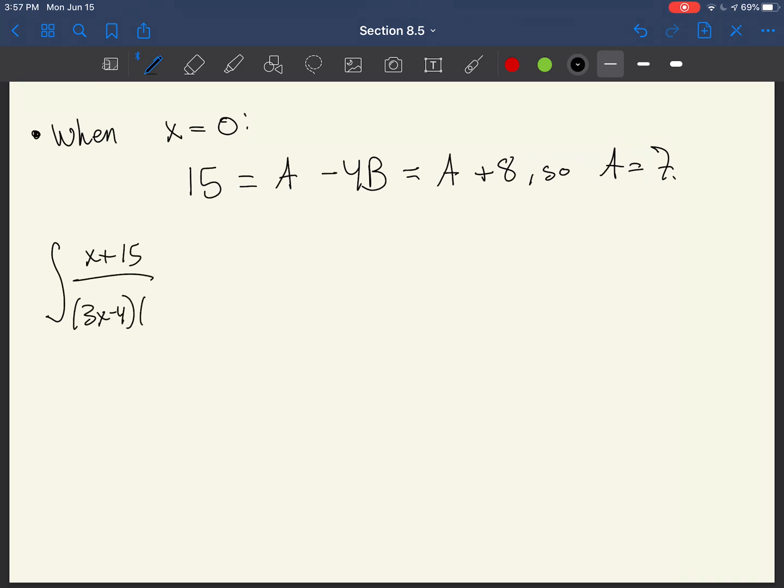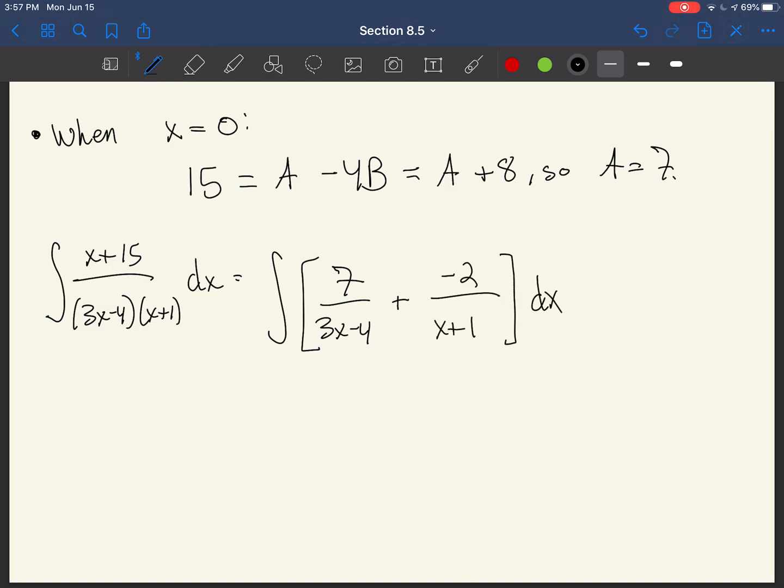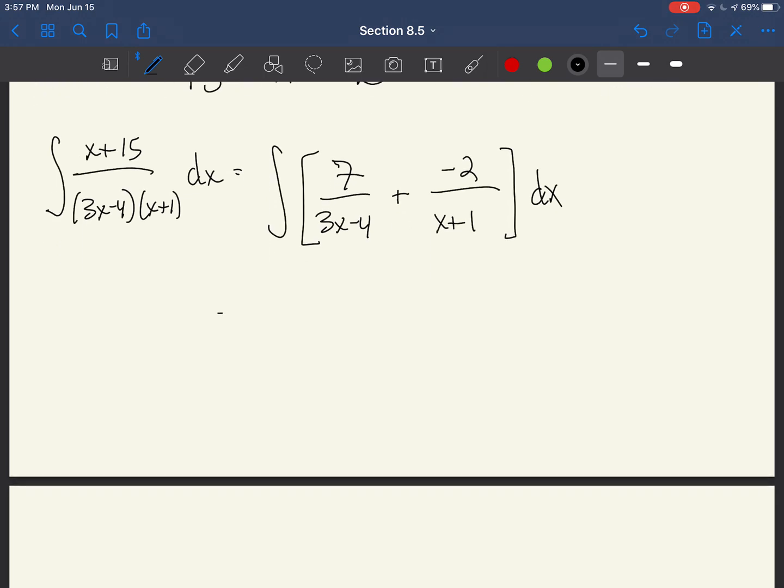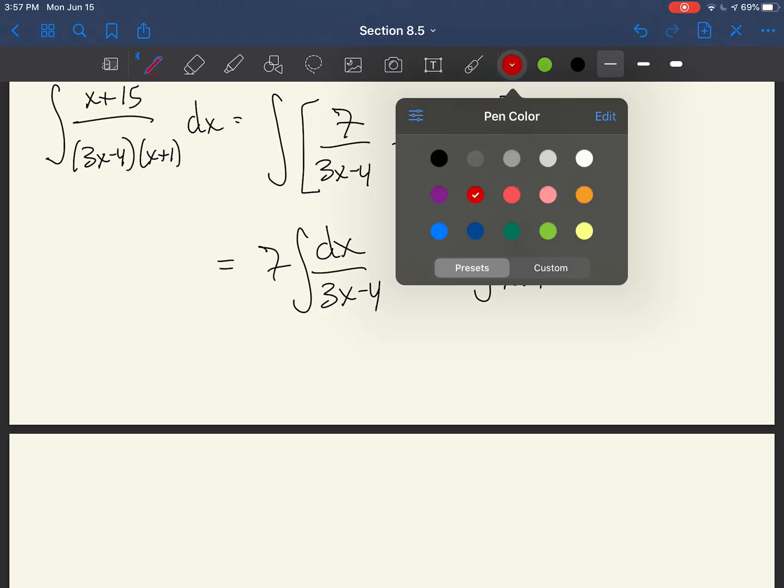Okay, so our integral is now the integral of a over 3x minus 4, so 7 over 3x minus 4, plus b, which was negative 2 over x plus 1, dx, which is 7 times the integral of dx over 3x minus 4, minus 2 integral of dx over x plus 1.